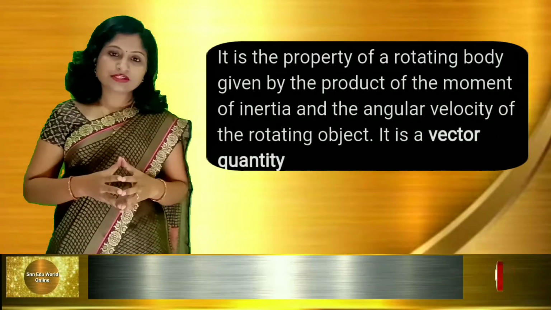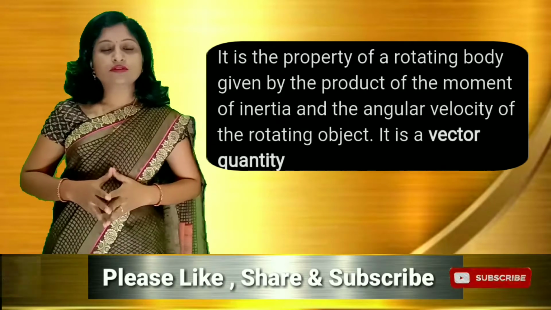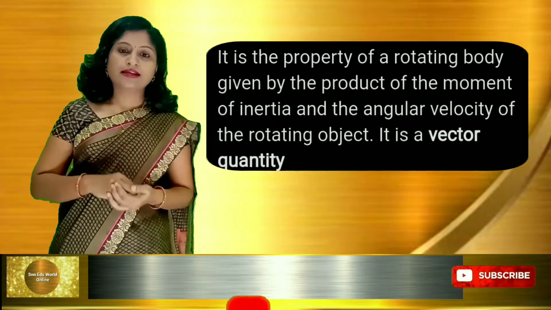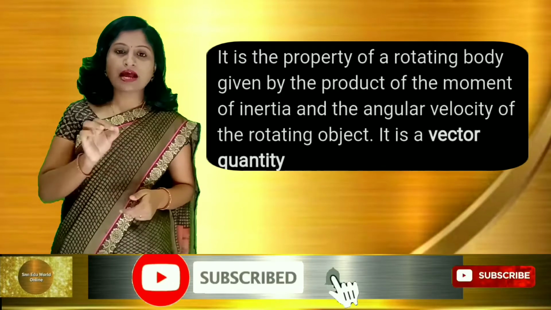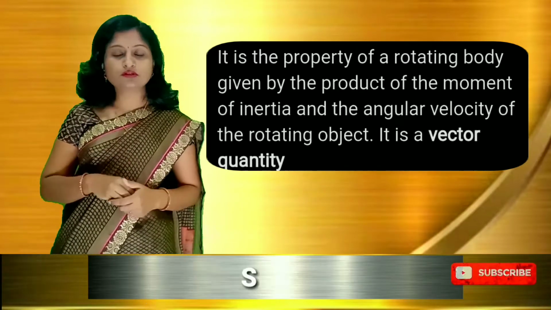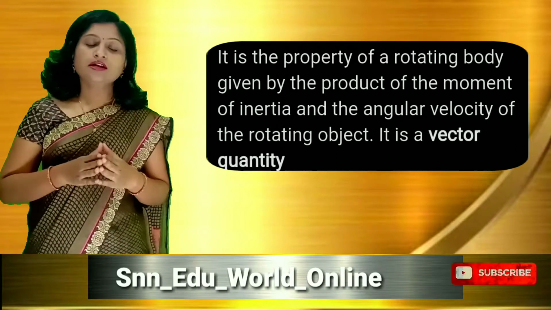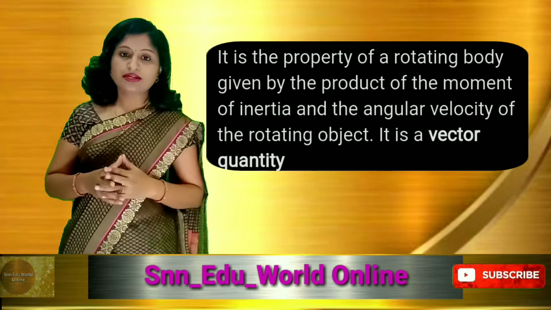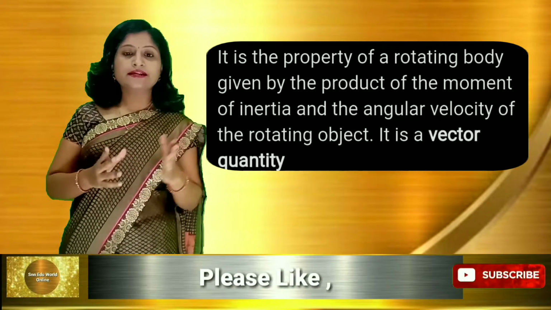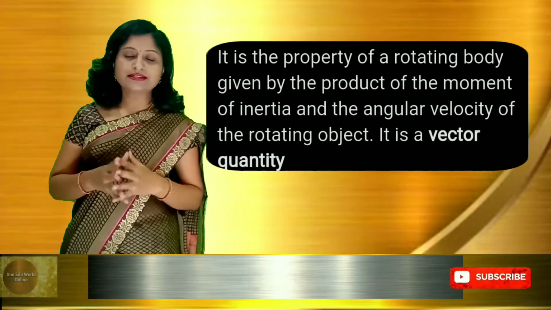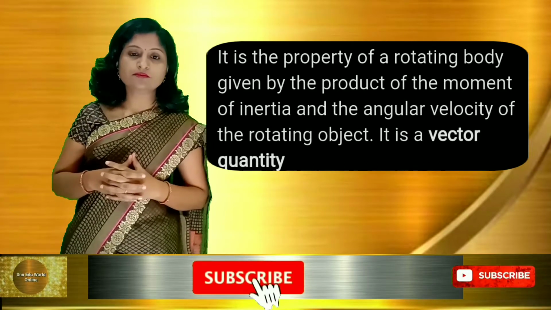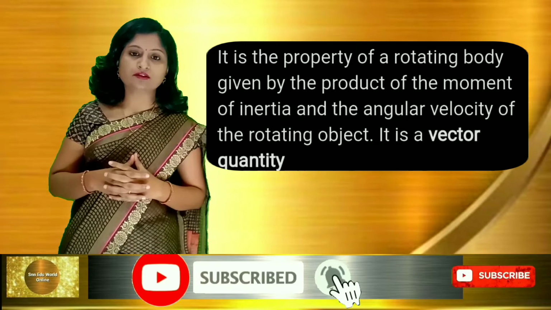Very simple definition: it is the product of the moment of inertia of the body and the angular velocity of the body, that means I and omega. If we take the product of these two, we will get the angular momentum. Angular momentum is represented by L, and it is a vector quantity. It has a particular direction, so it is a vector quantity. So this is the definition: the product of I and omega is angular momentum.